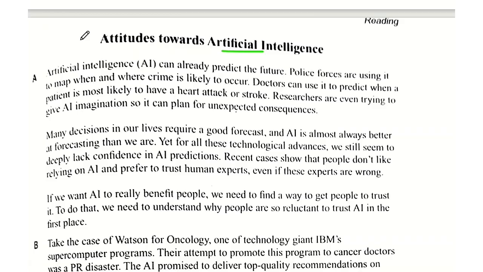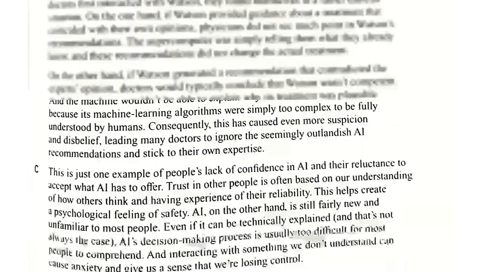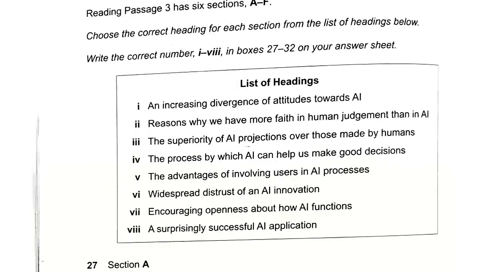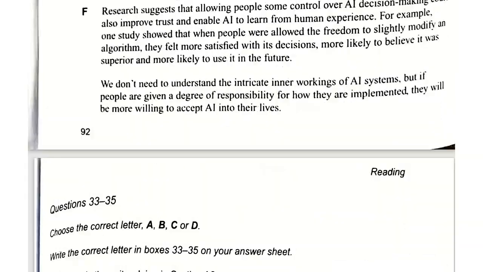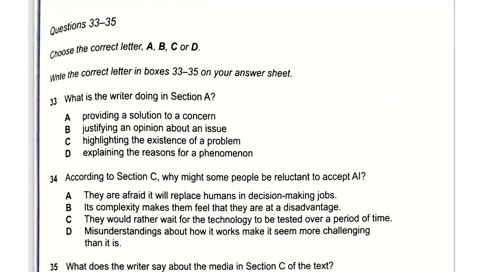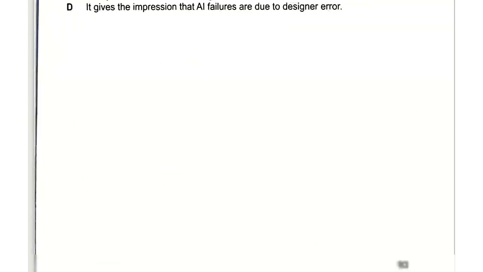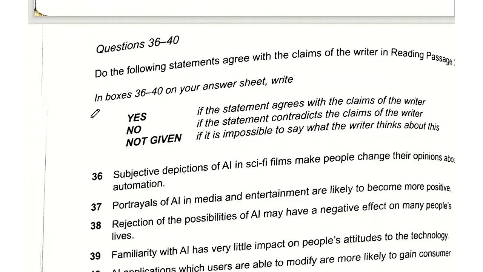So they are speaking about the attitudes towards artificial intelligence. That is the heading. I'll be looking at which questions are in order and which are not in order. So the list of headings, they're clearly not in order. Then we have the MCQ questions, they are in order. Then we have the yes, no, not given, they are also in order of the passage.